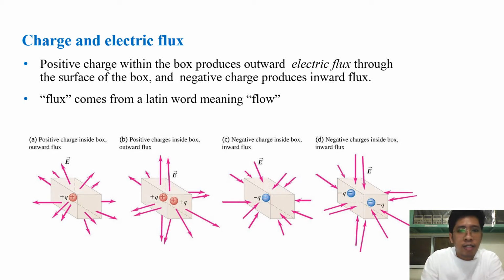Positive charge within the box produces outward electric flux. So again, your charge is inside the box. Okay, we did not open the box; it's just inside the box, and there are electric field lines flowing out of the box. Okay, now. Positive charges within the box produce an electric flux through the surface of the box, and a negative charge produces an inward flux. Flux comes from the Latin word meaning flow, meaning these are the flow of your electric field lines on the surface of the box. So for a positive charge inside the box, you have outward flux.